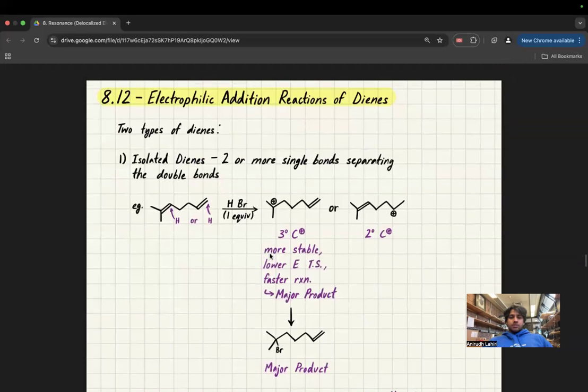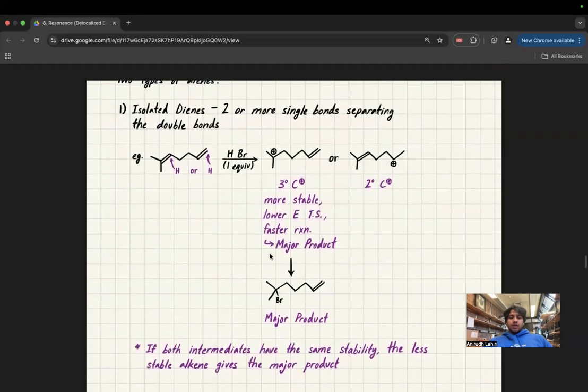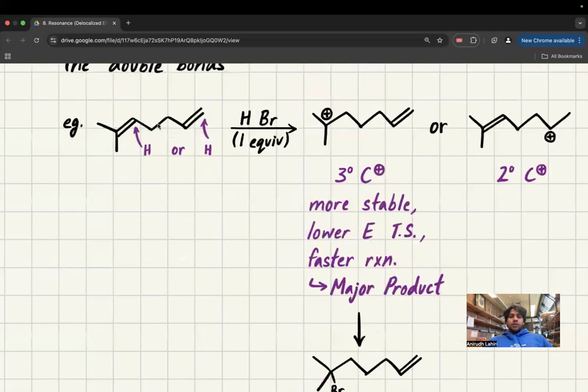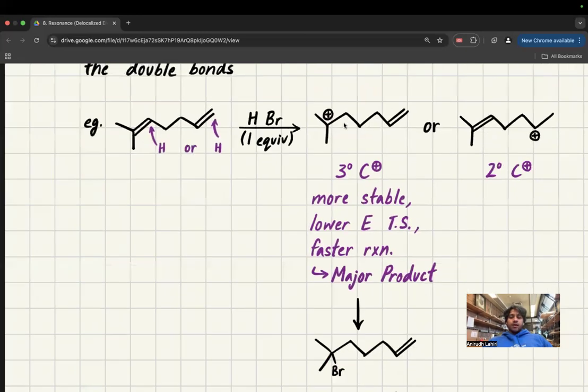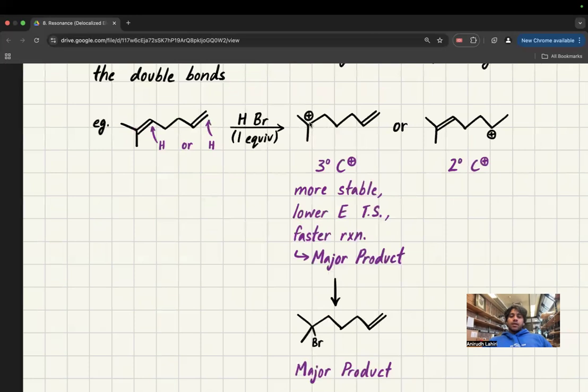Okay, two types of dienes. There are isolated dienes and there are conjugated dienes. These dienes have too many sp3 carbons in between them, so they can't resonate. We can't move stuff around. You might think, oh, can I get a hydride shift from here to here? At first it might make sense, right?